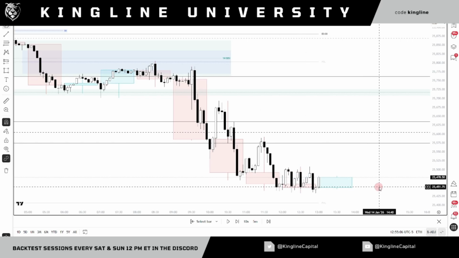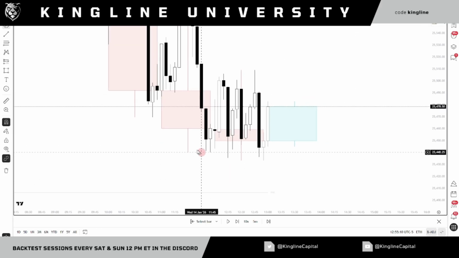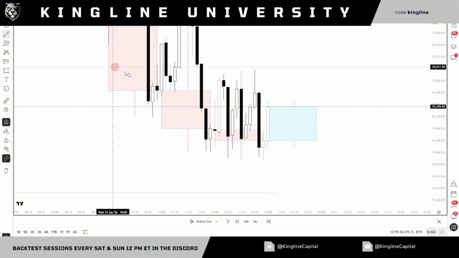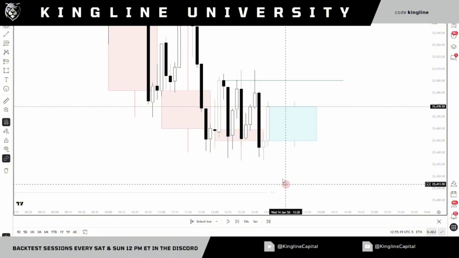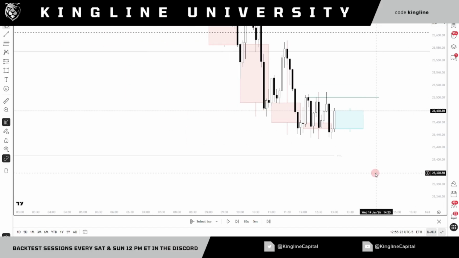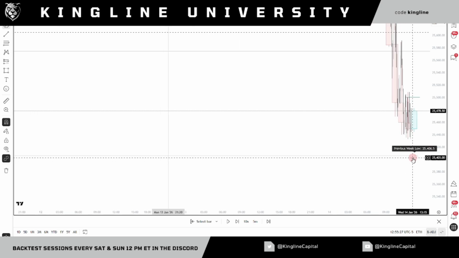Okay, 12 is a solid consolidation. So we do have a sweep here. This would be the low, so the CISD would be up here. Now this looks like clear consolidation, right? So I would technically want the low to get swept one more time. We do have previous week low in the vicinity.